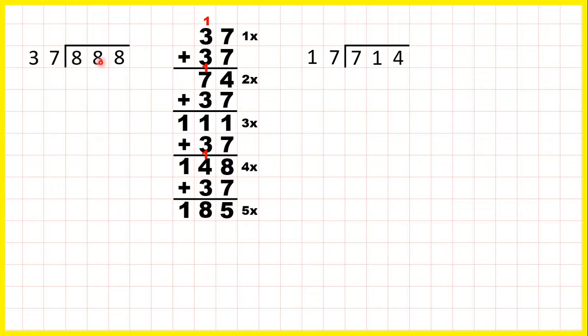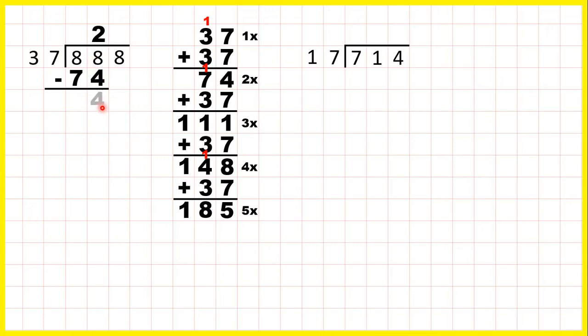So, taking the first 2 digits together, we have 88 divided by 37. We can see that the closest multiple of 37 to 88, which is still less than 88, is 2 times. That's 74, and because 74 is 2 times 37, we need a 2 in our answer line. Now we're going to subtract and bring down.